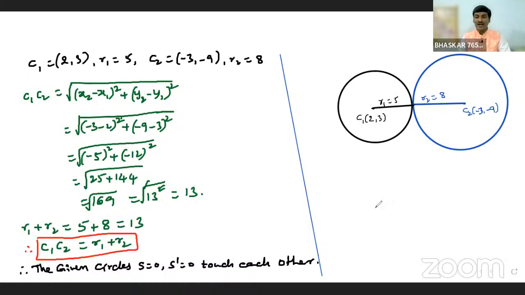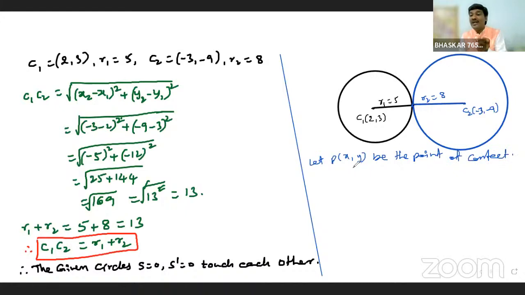After that, he is asking to find the point of intersection, the intersecting point. How to find the point of intersection? Now let P of x comma y be the point of contact.